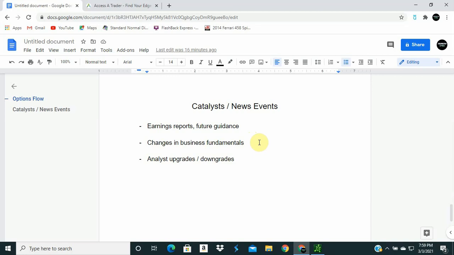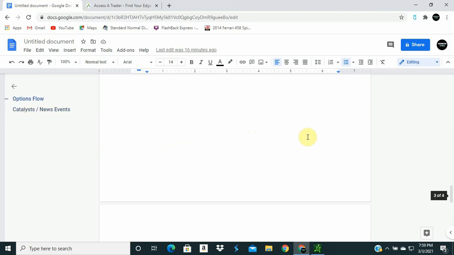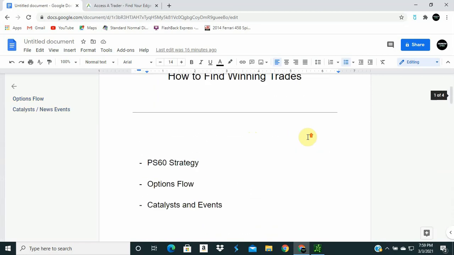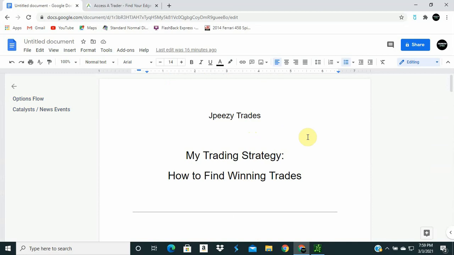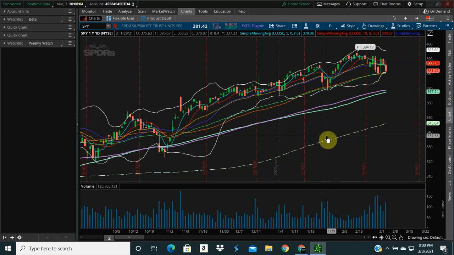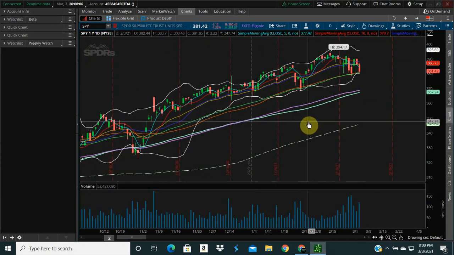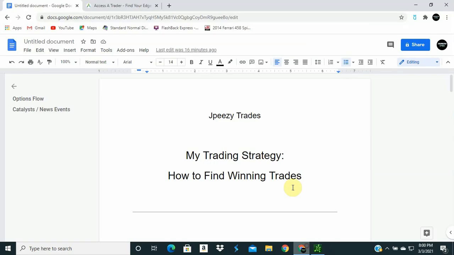But I hope you guys found some value from this, and I hope it wasn't too confusing with the chart setup and all of that. Maybe I'll go more into depth on charting, but I hope I explained it pretty well. So this is essentially my trading strategy and the different things I use to find winning trades.